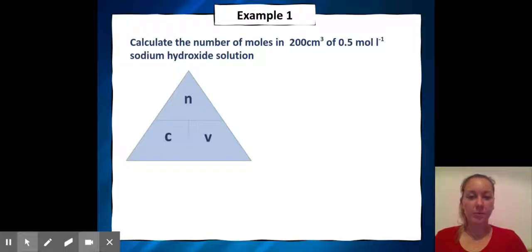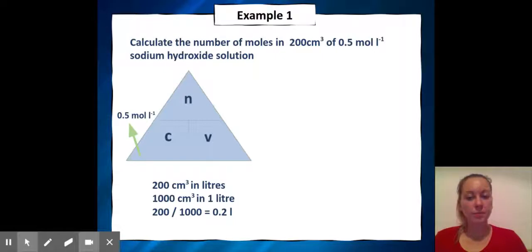Calculate the number of moles in 200 centimetres cubed of 0.5 moles per litre sodium hydroxide solution. This is much more straightforward than the mass triangle because we're not having to calculate the GFM. So concentration then is 0.5 moles per litre.